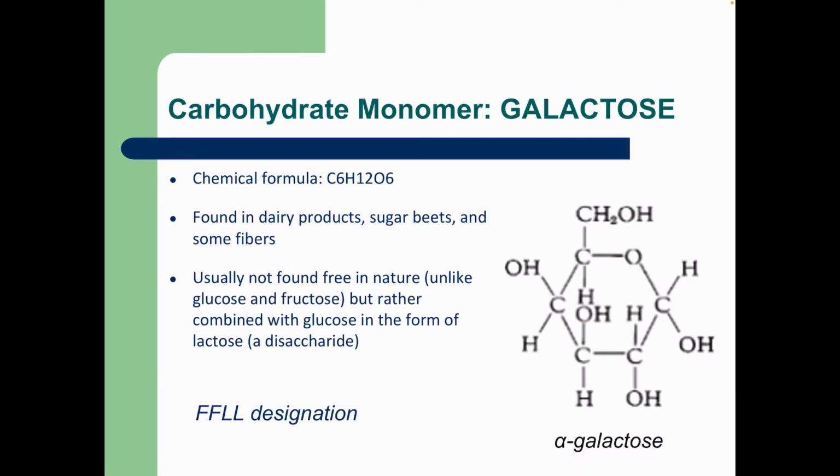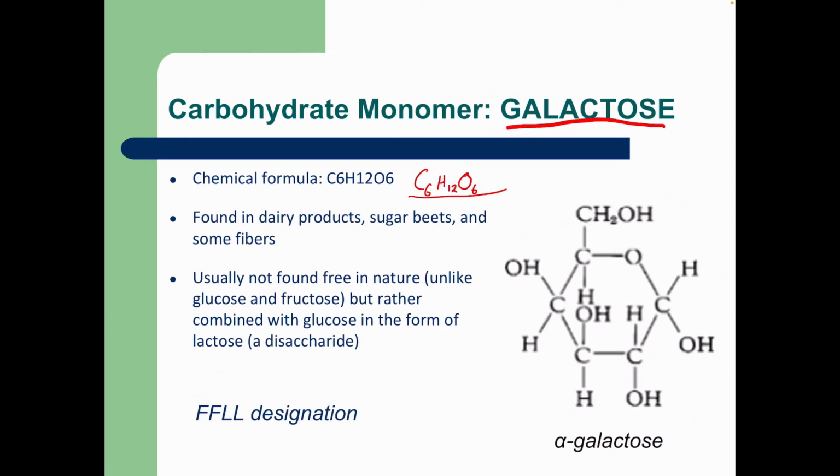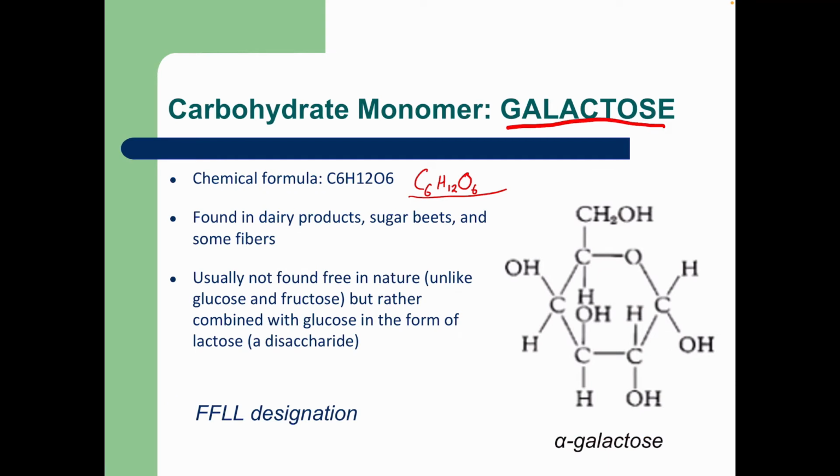So galactose. Another monomer is galactose. So again, a molecule close to glucose, but not the same. We can see here the actual formula is the same, but we can compare the structures. We can see here, as you can see when we switch over, those are switched.